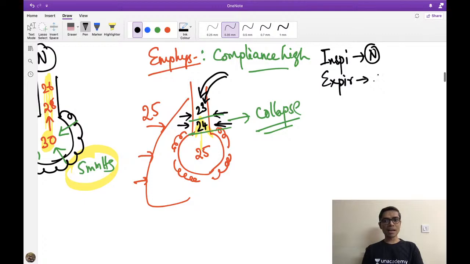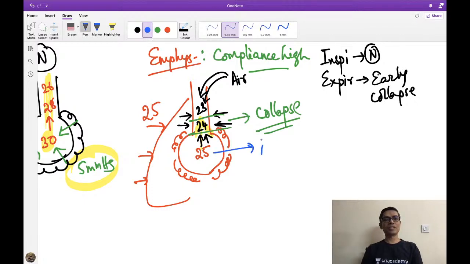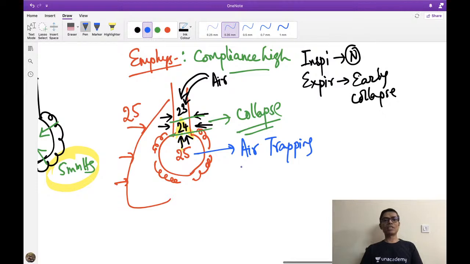that there is early collapse. So a huge amount of air is entering, but this air is not able to go out of the lung. This phenomenon is known as air trapping. Because of this air trapping, what is going to happen? Gradually the total lung capacity of this person is going to increase over the years. There will be an increase in residual volume over the years.